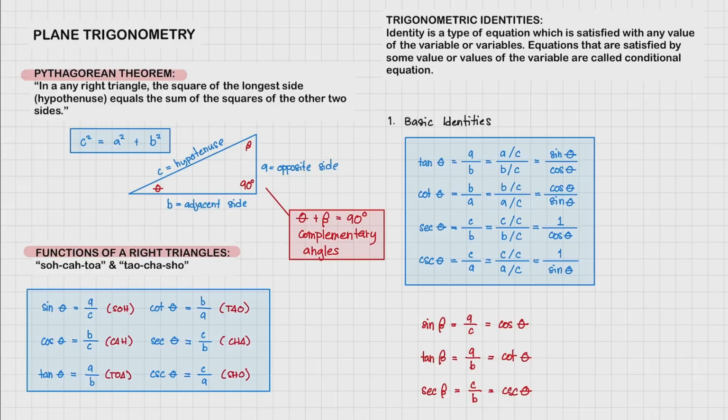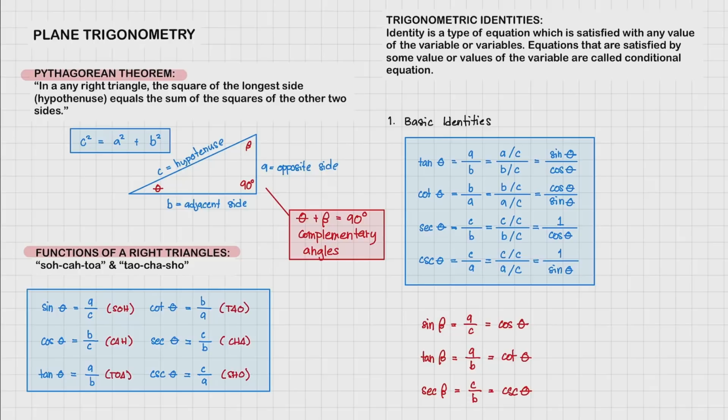So this video covers the basics of plane trigonometry. And one of the first things that we would encounter in this subject would be your right triangle. A right triangle is any triangle that has a right angle. When you say right angle, it means that it is a 90-degree angle.